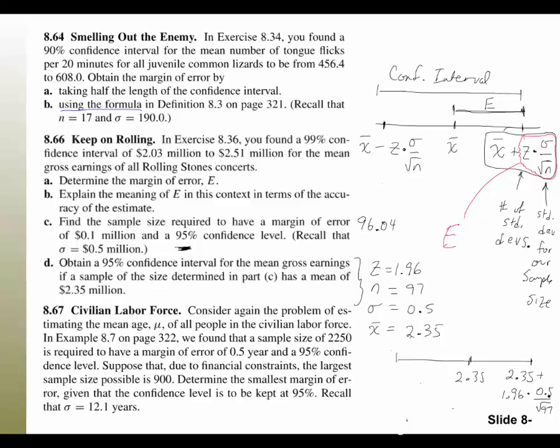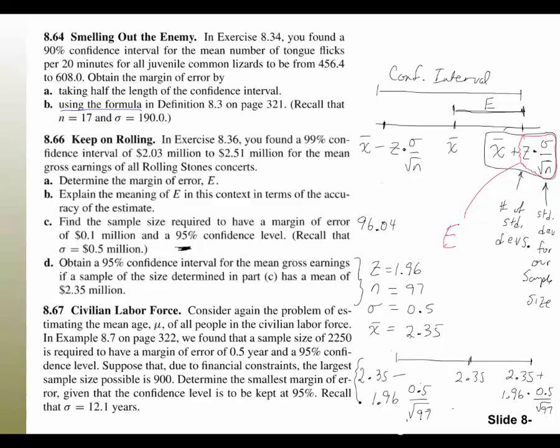And then we're going to go what? We're going to go that far below the mean, so 2.35 minus that number, 1.96 standard deviations. And our standard deviation for this size sample is 0.5 divided by the square root of 97.